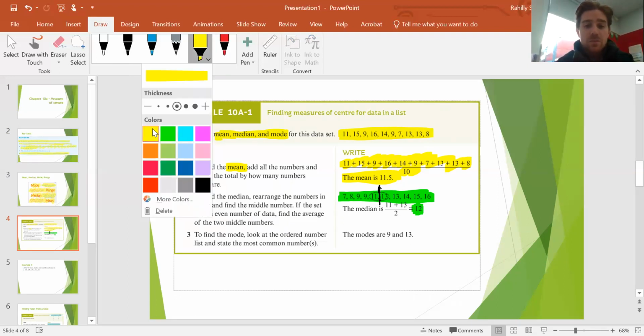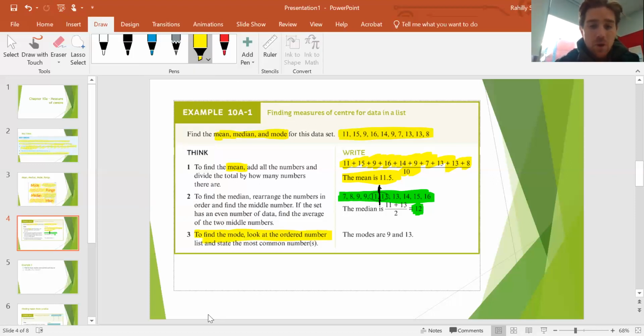For the mode, look at the ordered number list and state the most common number or numbers. The modes for this one are 9 and 13 because there are two 9s and two 13s. We'll go through another example on the next slide, but I just want you to have a read through that, and then we'll go on to the next slide as well.